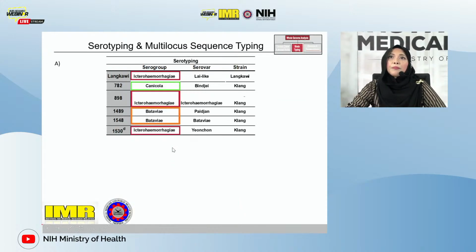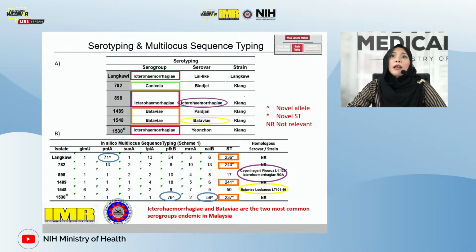For the second objective, serotyping was done to classify the isolates into serogroups and serovars, and it was noted that 3 out of 6 isolates were classified as Icterohaemorrhagiae serogroup, 2 Batavia and 1 Canicola. For the MLST, strains 898 and 1548 agreed well with the findings of serotyping, whereas the other strains were assigned a novel ST, and there were also novel alleles noted for Langkawi and 1530. So the isolates of this study are representative of the 2 most common serogroups endemic in Malaysia, i.e. Icterohaemorrhagiae and Batavia.